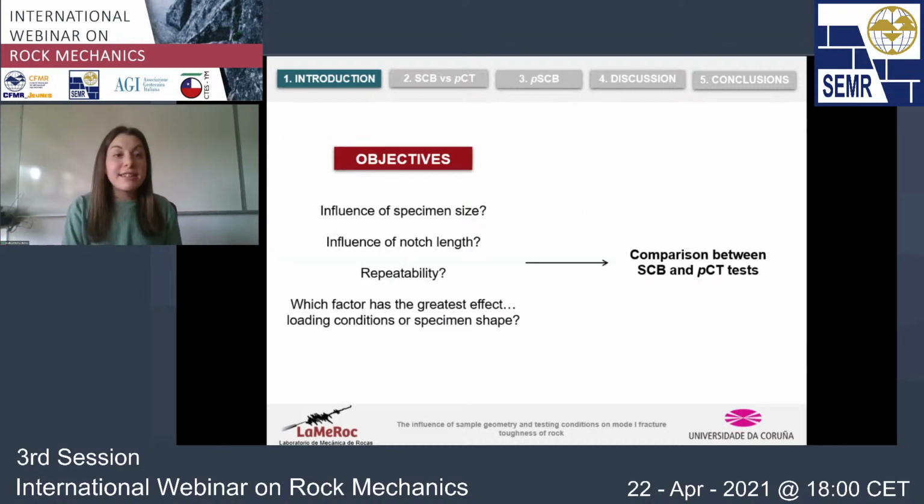So after seeing all of this, which are the objectives of this work? So we will try to assess the influence of specimen size, but also the influence of the length of the notch. We will analyze the repeatability of the experiments, of the results, and we will try to answer the question of which factor has the greatest effect, the loading conditions or the specimen shape. So in this work, we have mainly compared two different testing methods, which are the SCB and the PCT.